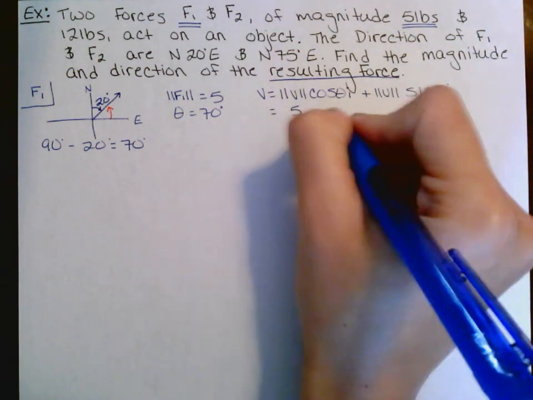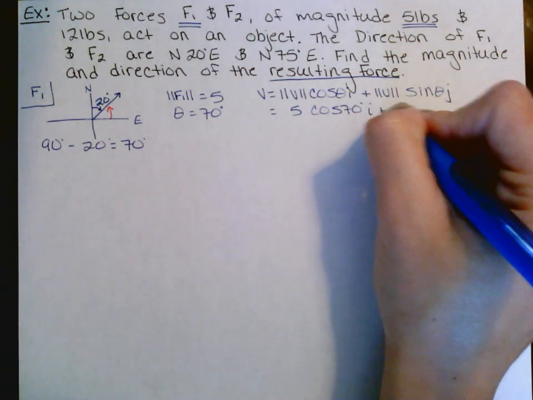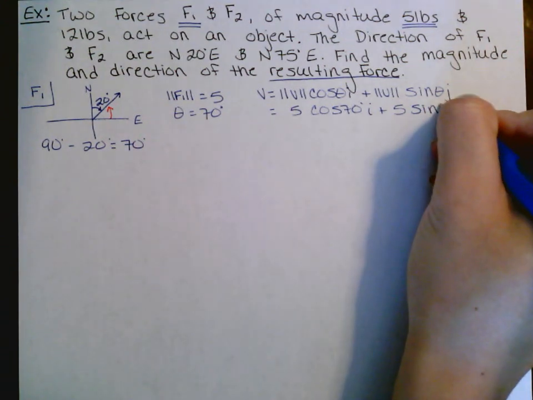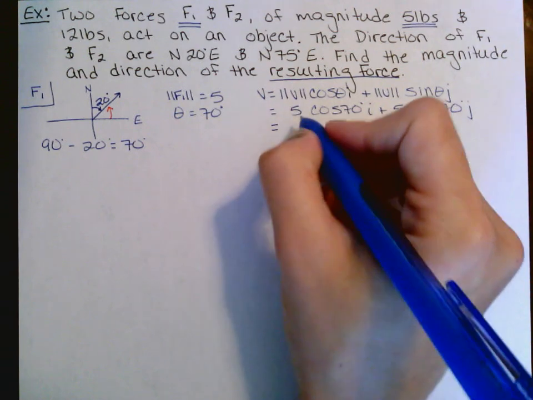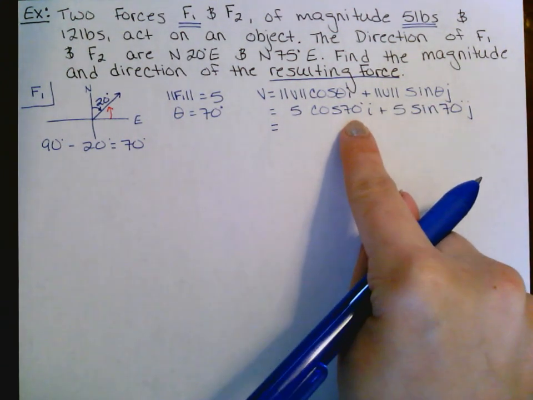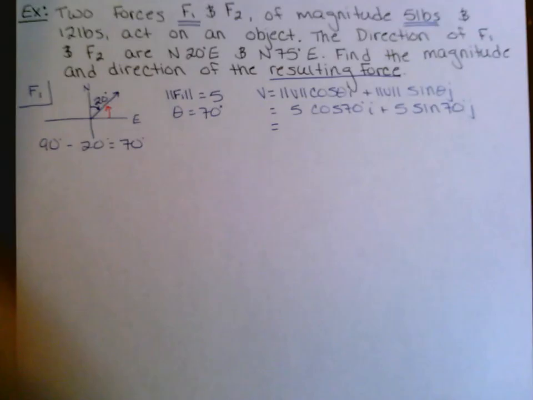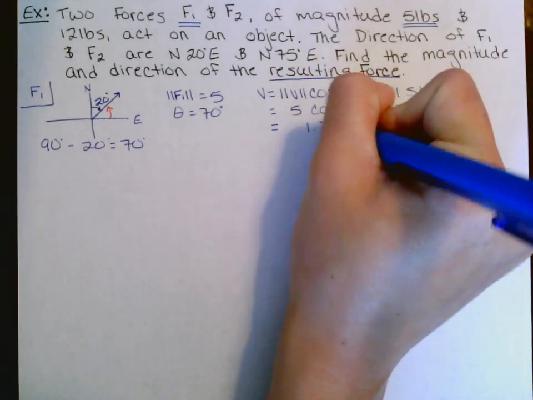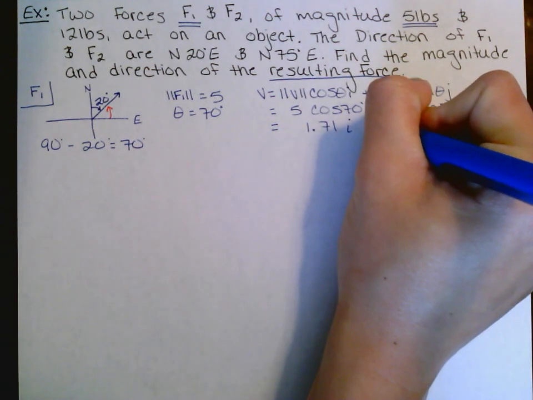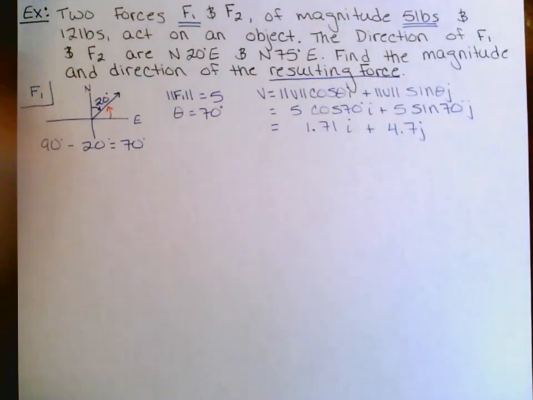So we're writing 5 times cosine of 70 plus 5 times sine of 70j. Now, being that 70 is not on my unit circle, I'm going to go straight to my calculator. If I'm putting in 70 degrees, please make sure that your mode is in degrees, okay? So this will end up giving me 1.71i plus 4.7j.